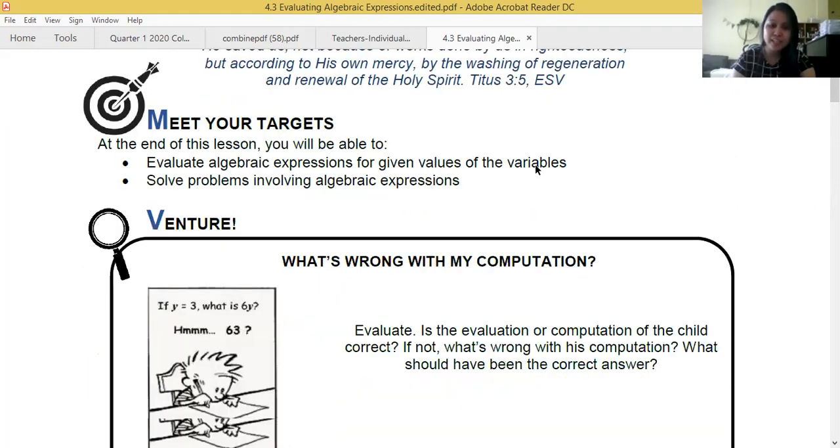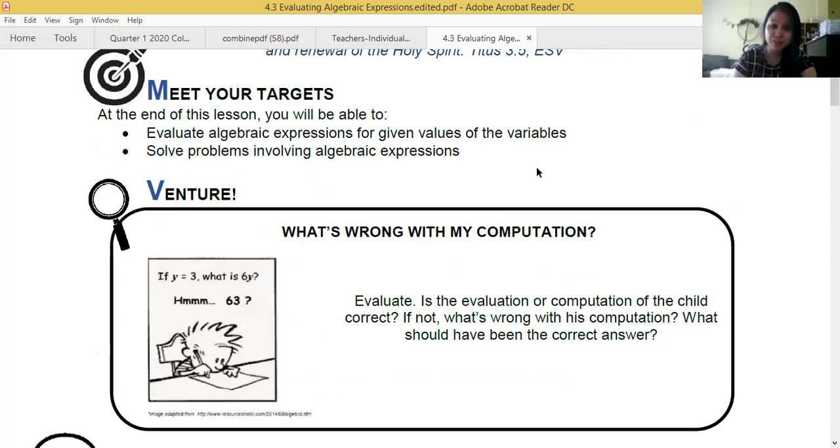Now, here's our venture activity for today. In the picture, you'll see: if y is equal to 3, what is 6y? And the kid simply wrote 63. Now, let's check if the kid is correct or not. What do you think, Daniel? Is the kid correct or not? Is 63 the answer?